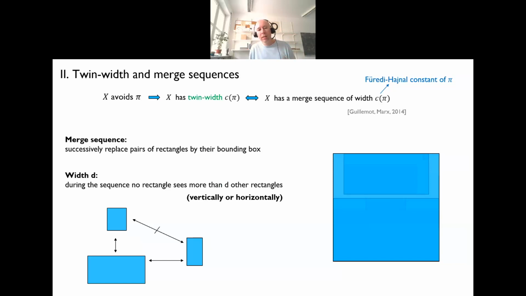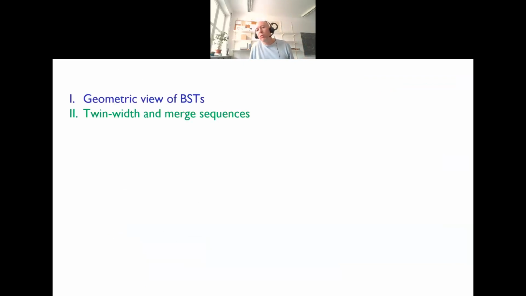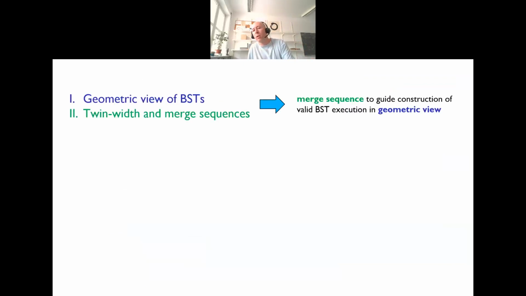So if this width is small, it means that the rectangles can overlap only with few other rectangles horizontally or vertically. Okay, and just to recap this statement, so if X avoids some pattern, then there is a merge sequence of small width. Okay, and now we use this merge sequence to guide the construction of the binary search tree execution in the geometric view that I mentioned.